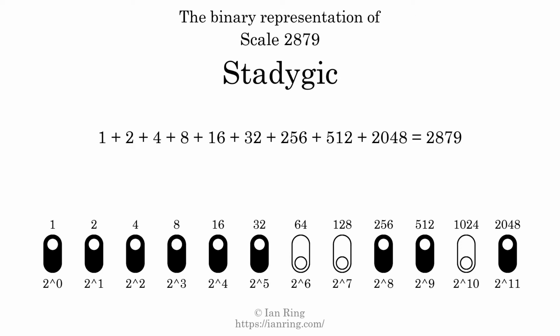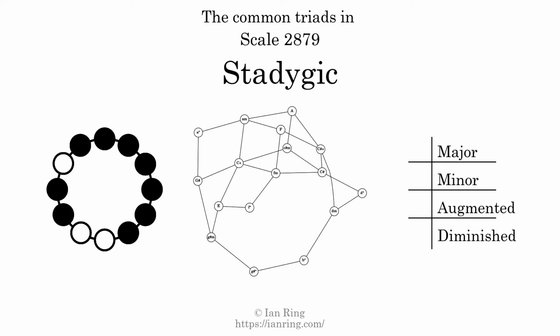2879. The scale number not only enumerates the scale with a unique index, but it also literally describes the tonal content of the scale. Represented as a binary number in base 2, the scale number is 1011001111111. Here are the common triads present in this scale.